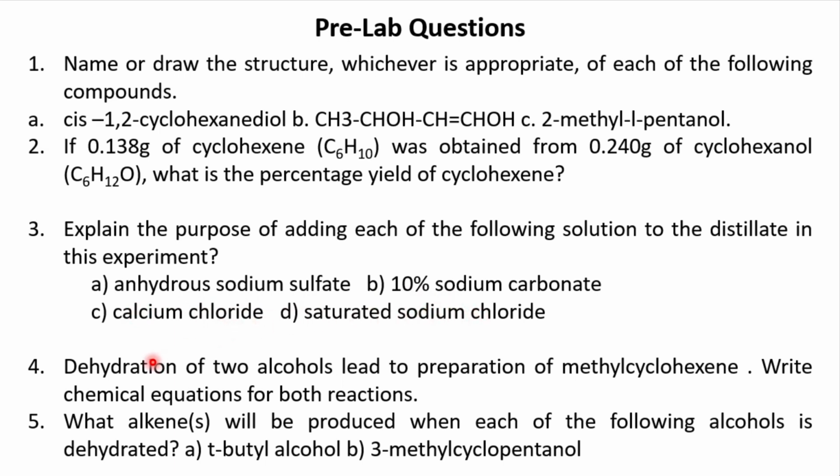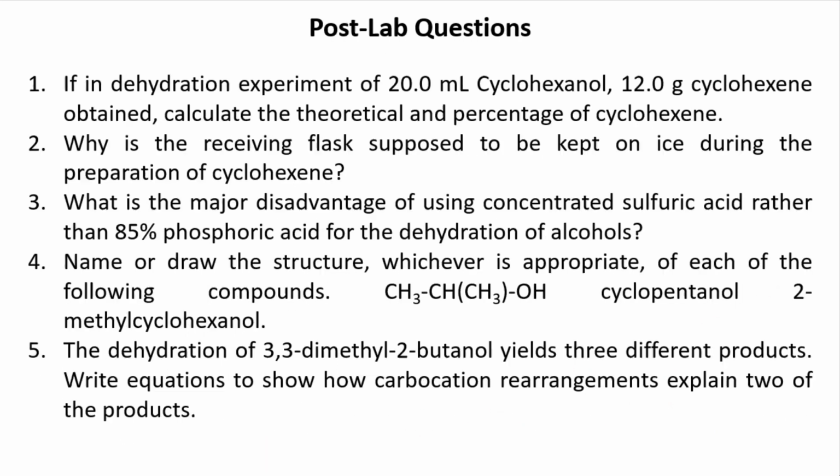The dehydration of two alcohols leads to the preparation of methylcyclohexene. Write the chemical equation for both reactions. And what alkene or alkenes will be produced when each of the following alcohols is dehydrated? So these are pre-lab questions you should be able to answer. And these are the post-lab questions as well. These ones need to be addressed before submitting your report.